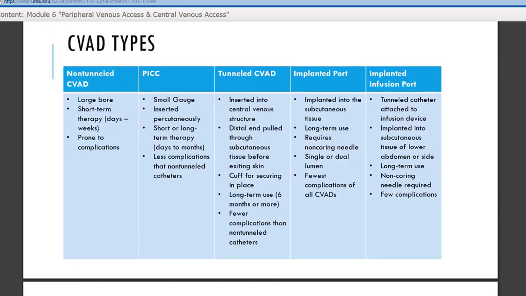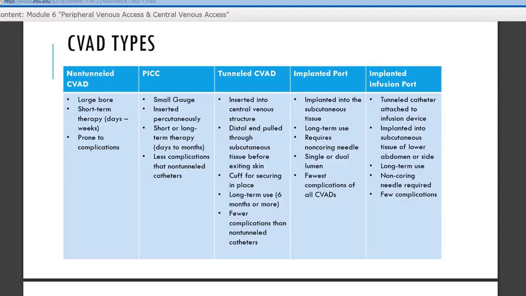Peripherally inserted central catheters, that is the PICC line that we discussed a little earlier. In comparison with those midline catheters, these catheters are a little bit smaller gauge. They are typically inserted percutaneously. You can use them for short or long-term therapy. And they do have fewer complications than the non-tunneled because the entire PICC line, except for a very small portion, is under the skin, so it's not exposed to the environment.